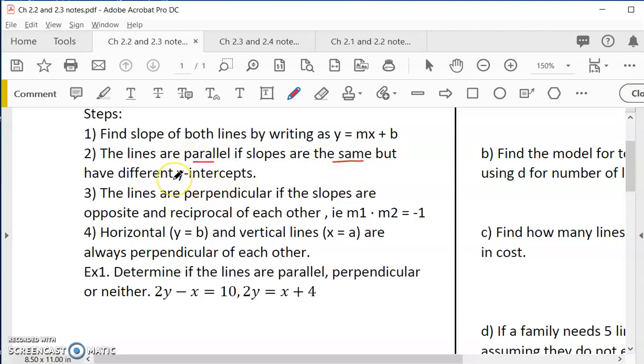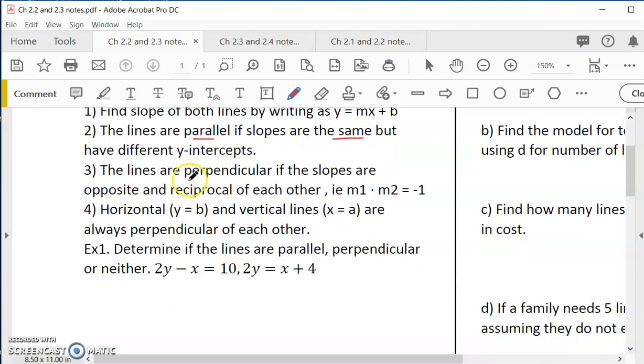How do I know if the two lines are perpendicular? The lines are perpendicular if the slopes are opposite and reciprocal of each other. How do I check that? Opposite means one positive, one negative. Reciprocal means they're 1 over each other. A quick way to do this is to multiply the two slopes. If they multiply to -1, that means they are opposite and reciprocal of each other. So this is the way to check if they are perpendicular.